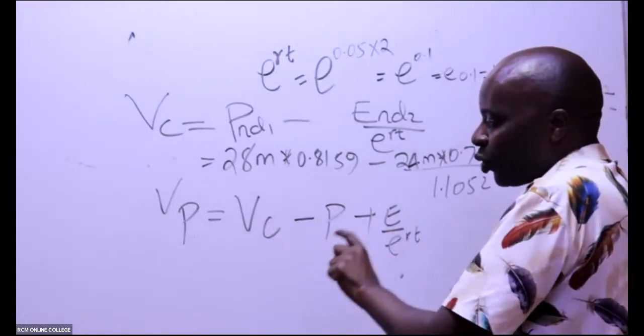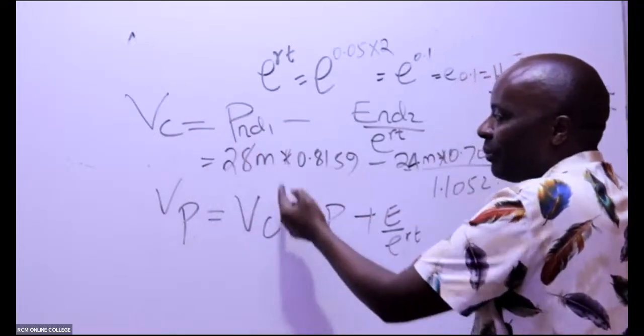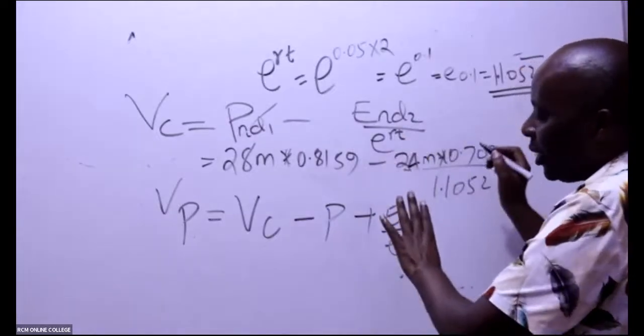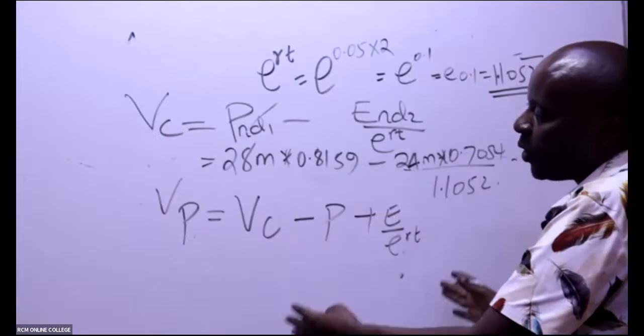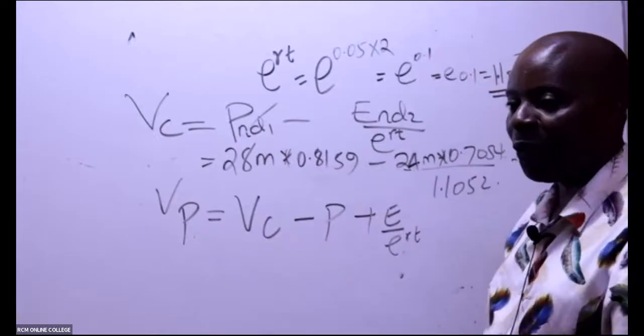So if it's a put option, we normally take this VC, you take this to the other side, it becomes a minus, but now without N(d1). This one on the other side becomes a plus without N(d2). And then you'll be able to get the value of a put option. Once you get this value, then you'll be able to add it to the NPV to get the value of the project with an option.